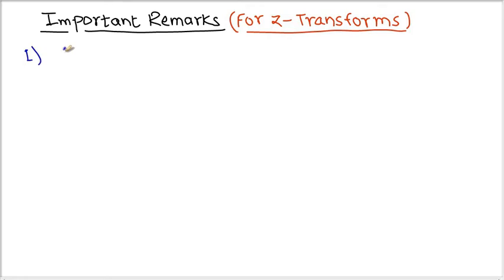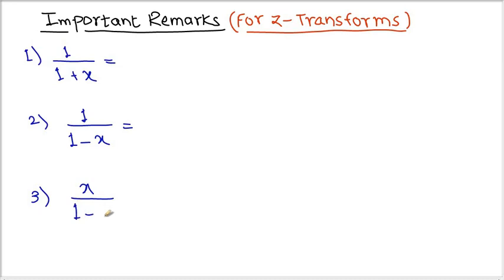First remark is 1 upon 1 plus x. The second remark is 1 upon 1 minus x. And the third remark is x upon 1 minus x. We have to discuss only these three remarks one by one. So first is 1 upon 1 plus x, second is 1 upon 1 minus x, third is a little bit different.